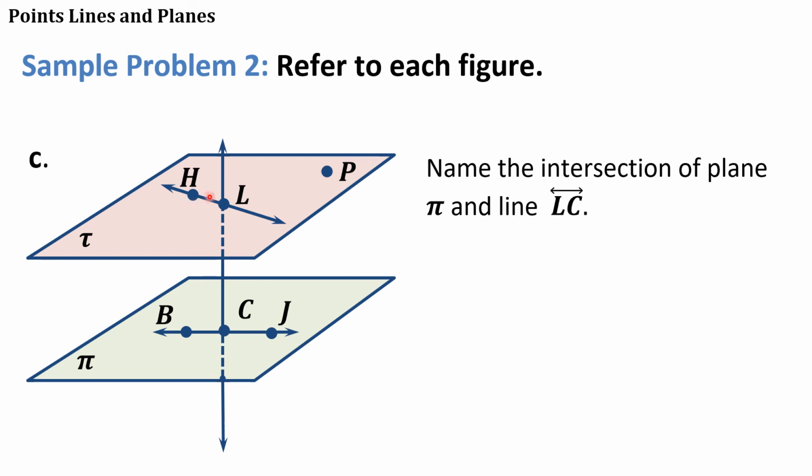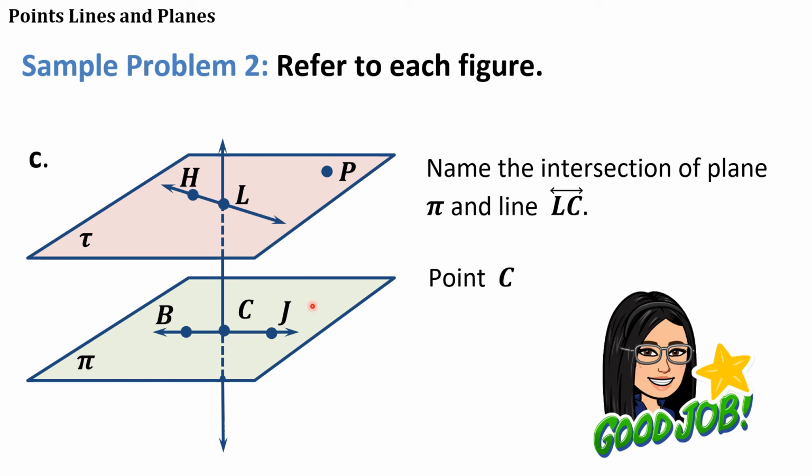Line LC, very good. Now, remember that when I told you that when a line intersects a plane, it's intersecting in just 1 point. So what is it called, that intersection? If you said point C, you were correct. You have a plane, you have line LC, and you can see that it is intersecting in point C.